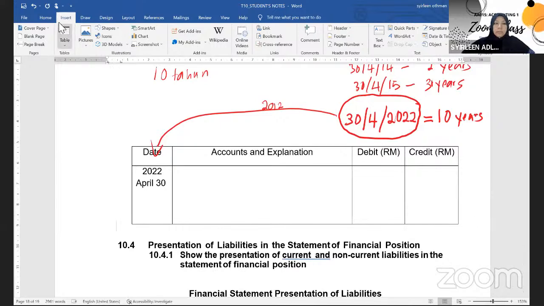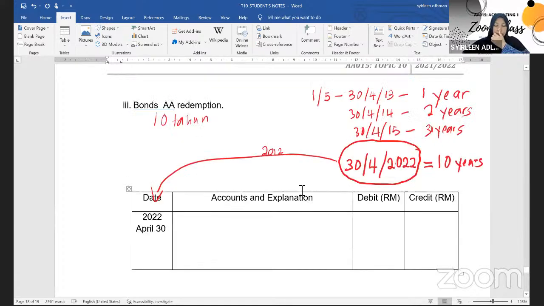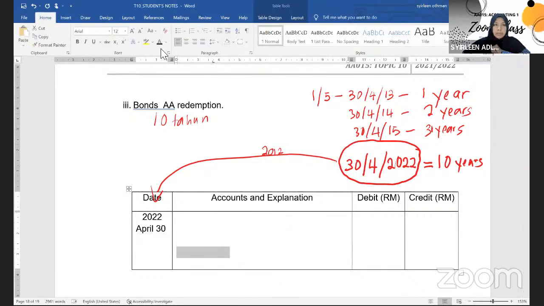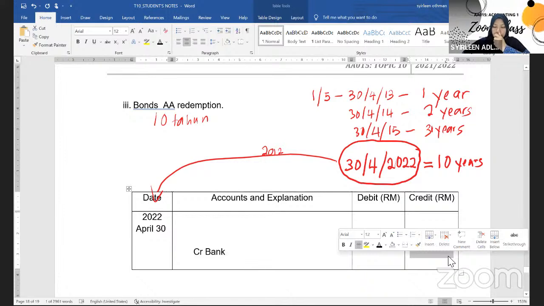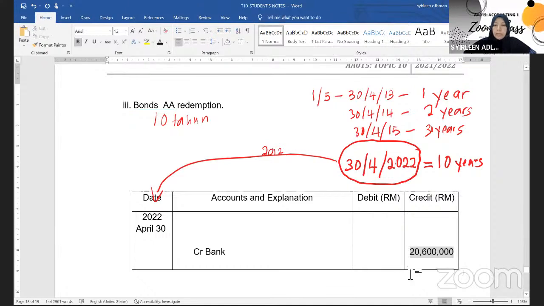Okay, so this is what is going on for this particular year. Okay, so now I want to pay interest first, right? Okay, and I'm going to surrender the bond. Okay, so I am going to credit bank. Okay, the amount here is, just now you borrowed 20 million, right? Okay, but on the day of the maturity date, we are going to pay 20,600,000 ringgit. Okay, how do we get 20,600,000 ringgit?